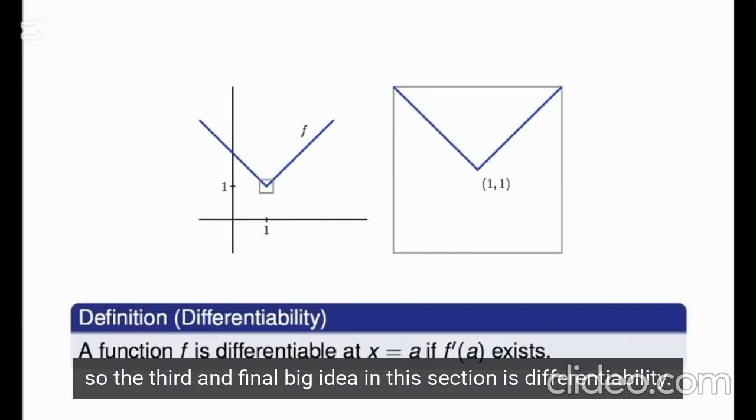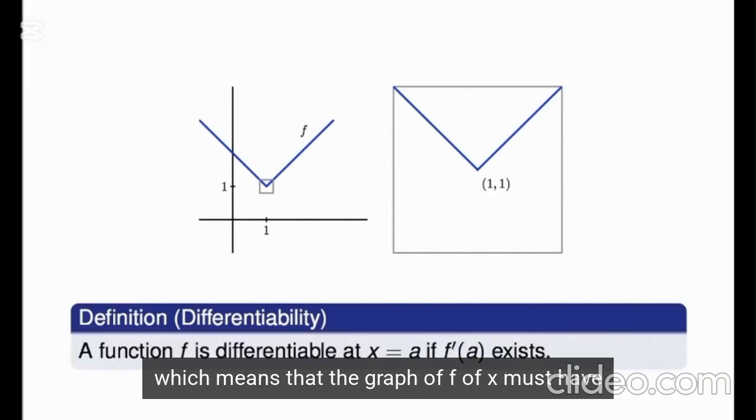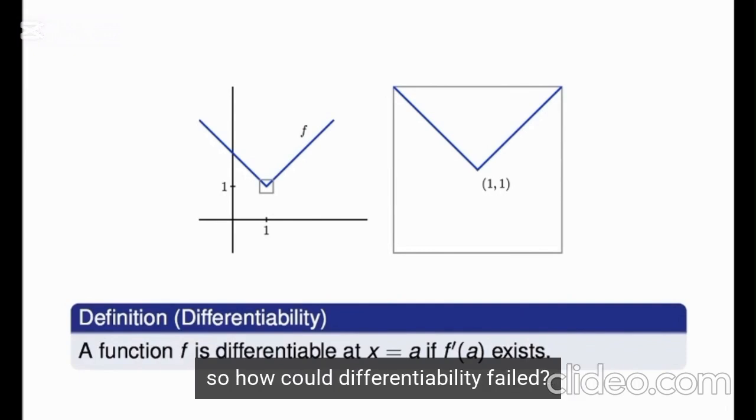So the third and final big idea in this section is differentiability. We define a function f to be differentiable at a point x equals a if f prime of a exists, which means that the graph of f of x must have a tangent line at x equals a with a well-defined slope. So how could differentiability fail?